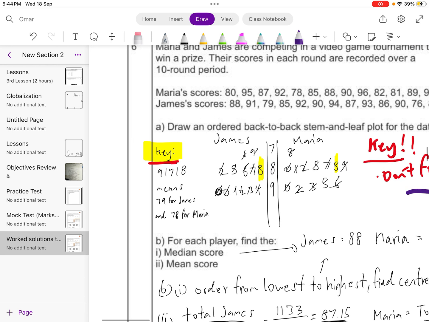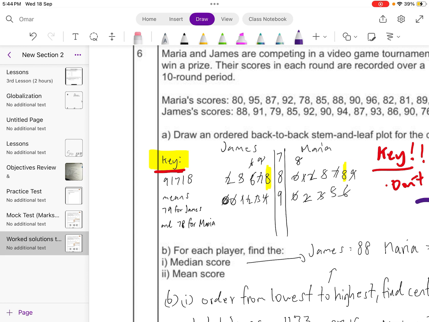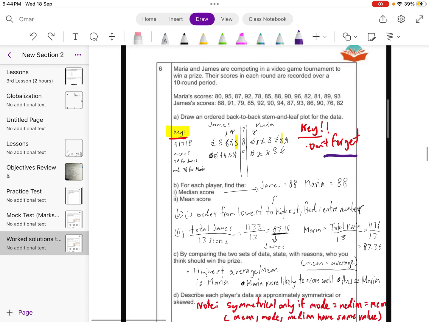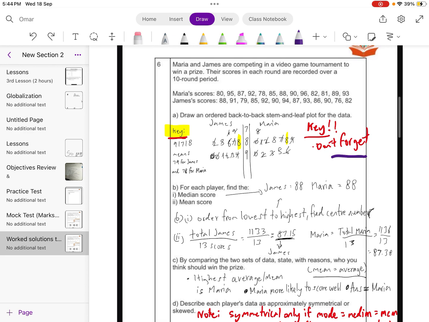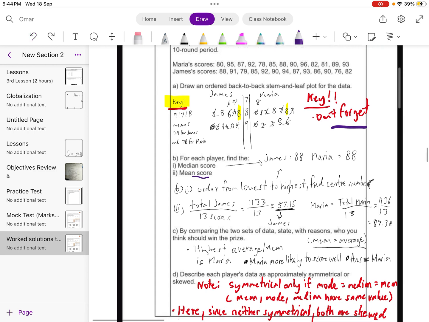If you have two people, like a back-to-back stem and leaf, you have the key like this. Like 7 line 8 and 7 line 9. So it means 79 for James, 78 for Maria. Also for you, just double check your answers because you got some wrong. So be careful, okay, for finding mean and median.